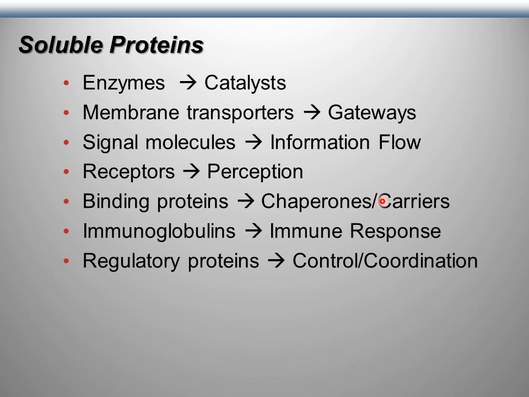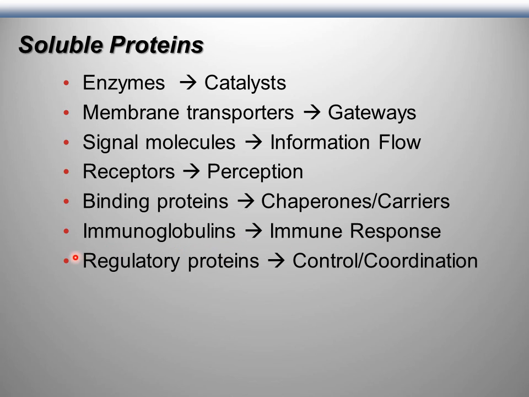We have chaperones and carriers. We call these binding proteins. For instance, the steroid hormones that are flowing through your body right now in your bloodstream are typically stored inside of a protein as they float through the bloodstream. Immunoglobulins, these are the antibodies. Okay, we have 4 or 5 different types. They're involved in the immune response. Immunoglobulin, so a soluble protein that's involved in the immune response.